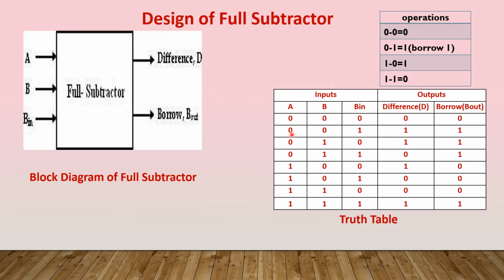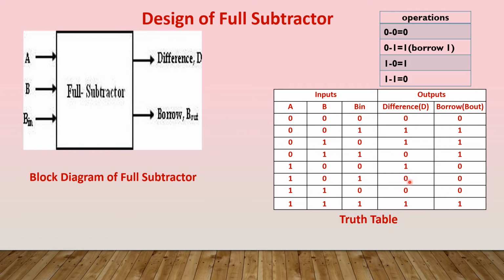The second combination is 0 minus 0 minus 1. We know that 0 minus 1 gives difference 1 and borrow also 1. Similarly, again it is 0 minus 1, so obviously difference is equal to 1 and borrow is also equal to 1. Now here it is 0 minus 1 minus 1, so difference is equal to 0, but there will be a borrow out, so that is equal to 1. And again it is 1, so obviously difference is equal to 1, borrow 0. 1 minus 0 is again 1. And 1 minus 1 is 0.